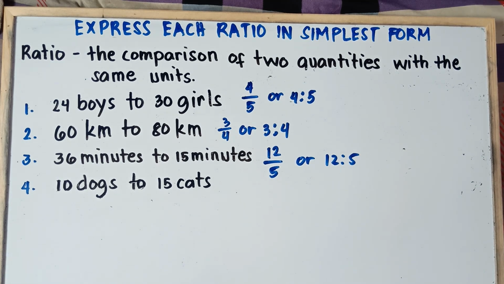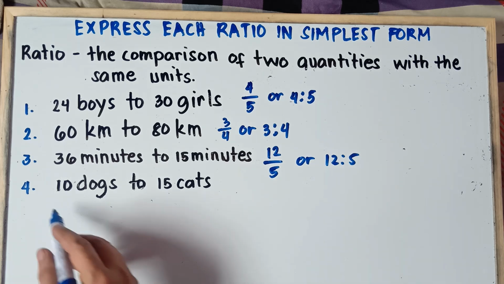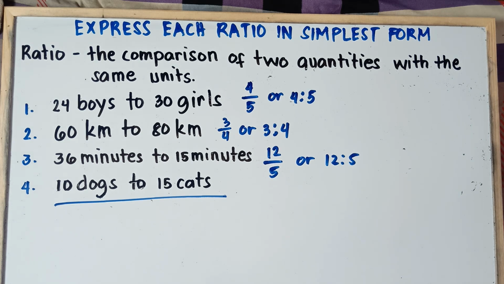Now, for number 4, class, you try this one. And you put your answer in the comment section down below. Let me check, class, if you really understand how to express each ratio in simplest form. That would be 10 dogs to 15 cats. Alright, and you put your answer on the comment section down below. Once again, class, if you have some questions with ratio, do not hesitate to ask. You put your question in the comment section down below.